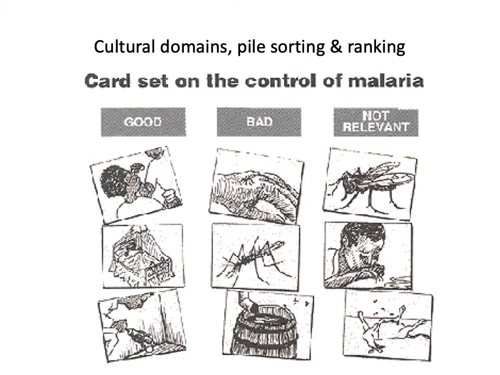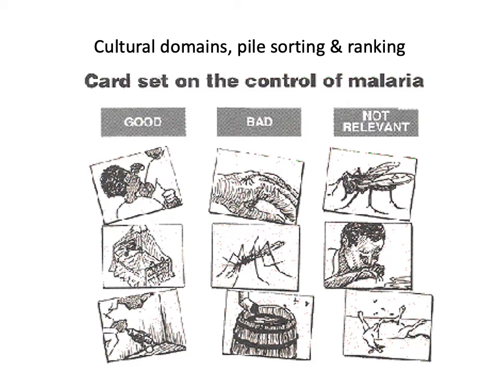On this image, you see already a sort of pile sorting exercise, and it can be very simple if you want to have a group discussion in which you want to discuss certain things that belong to certain categories. In this card set on the control of malaria, they have apparently made certain cards with issues with regard to malaria, mosquitoes, ugly drinking water, dead cattle, mosquito nets, and so on. And they have discussed in a group of people what were the good practices, what were the bad practices, and what practices or issues were not relevant.